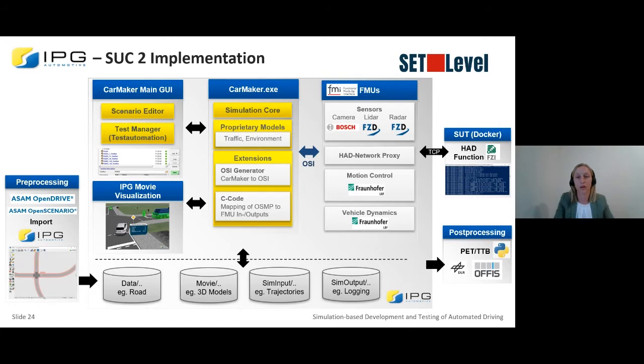The post-processing can be seen below that. During a simulation, predefined quantities are written in a log file, and using a Python script developed by DLR, the KPIs, TTB, and PET can be calculated and visualized in graphs, also for all variations.